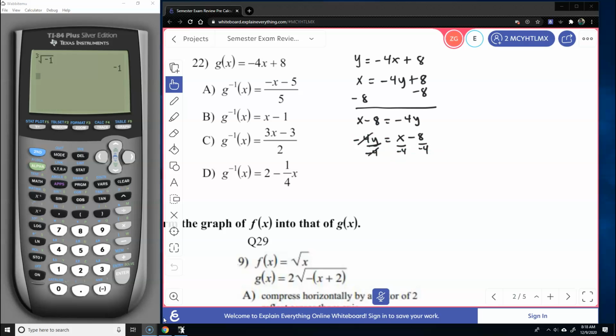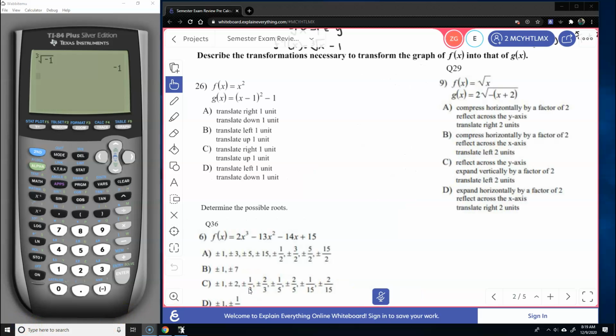Negative 4 divided by negative 4 is 1, so you have y is equal to negative x over 4 plus 2. Since we're talking about the inverse function or inverse relation, the inverse will be negative x over 4 plus 2. So the only one that satisfies that is D. D is the answer. Okay.